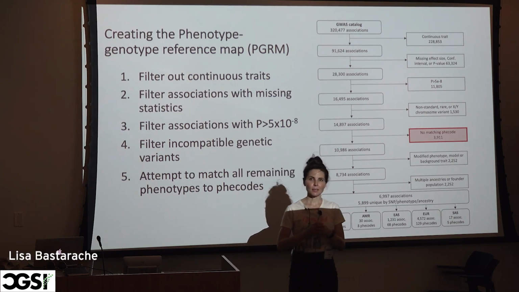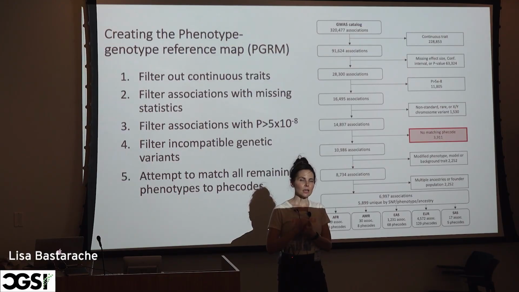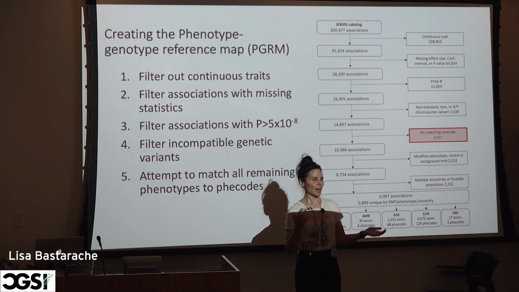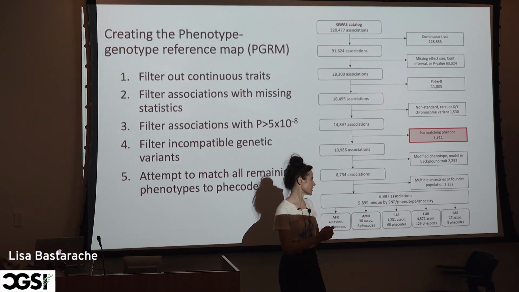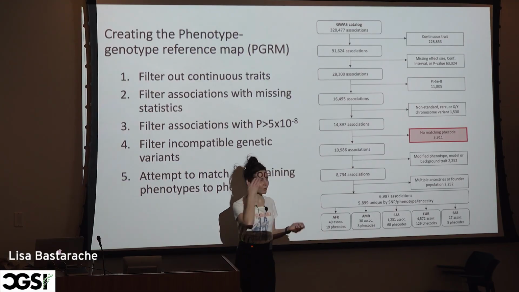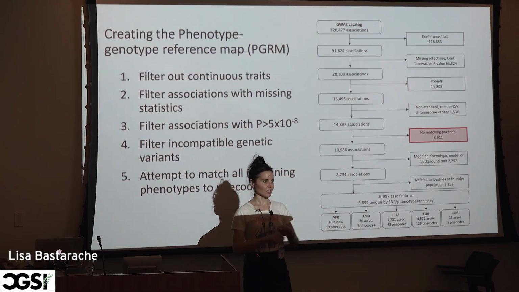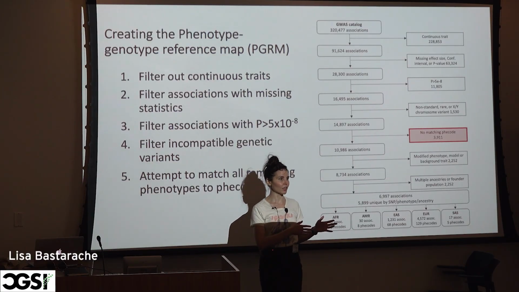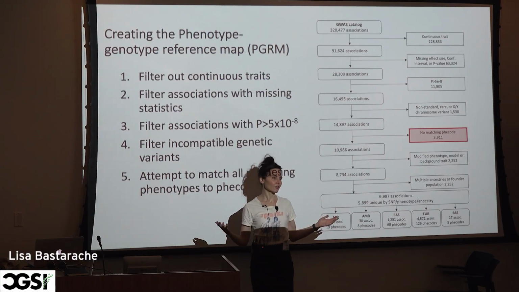Sometimes you'll find it's people with CAD who smoke two or more packs a day. That's kind of a different cohort, kind of a different phenotype. It's a bit of a bad example. Or they'll say breast cancer is the phenotype, this is an association with breast cancer, and then you look at the paper and it's breast cancer in BRCA1 carriers. That's a different phenotype.